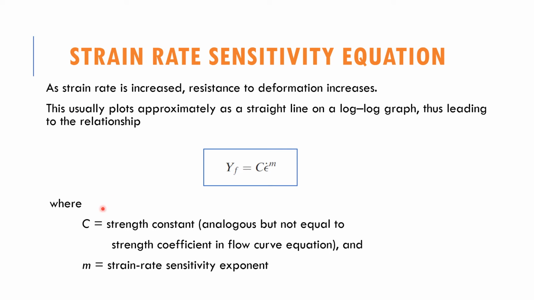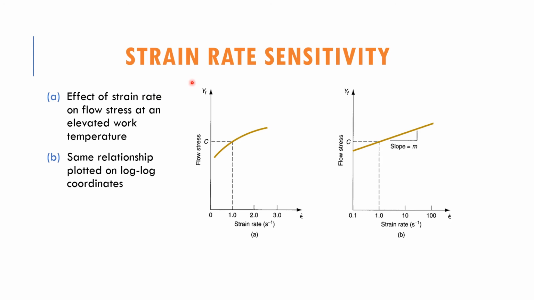We're going to see how C and m are obtained in this equation. Here is the plot of the flow stress over the strain rate. If you can see, this is the graph. When we get the C value, at a strain rate of 1.0, it will become like this. In order to get the m value, it is plotted in log coordinates for the flow stress and also the strain rate, and it will become like this. You will get the m value based on the slope of the graph.